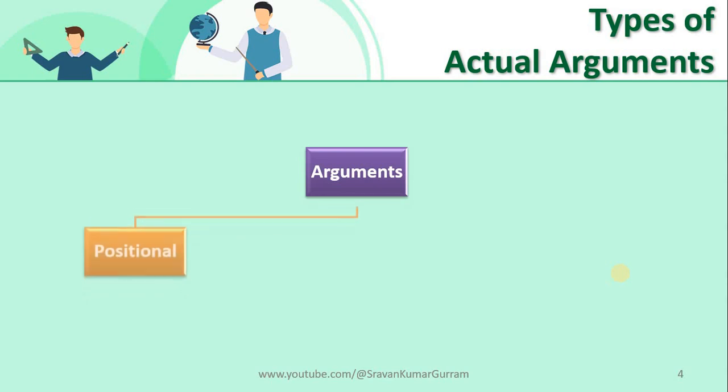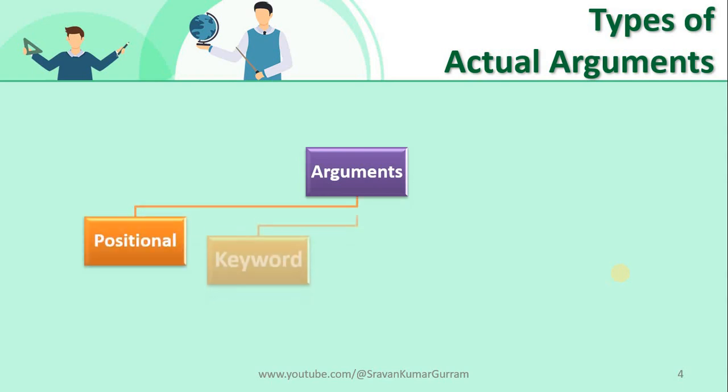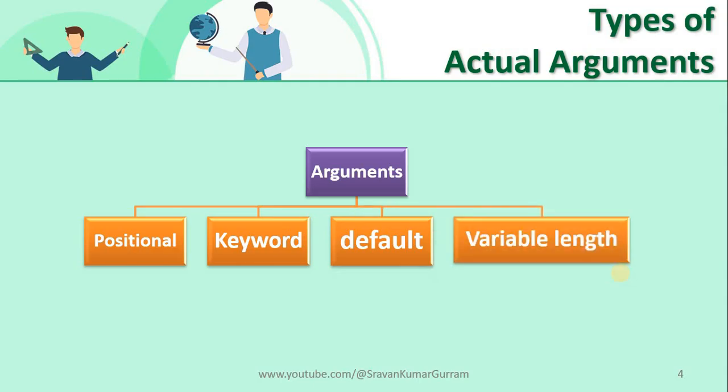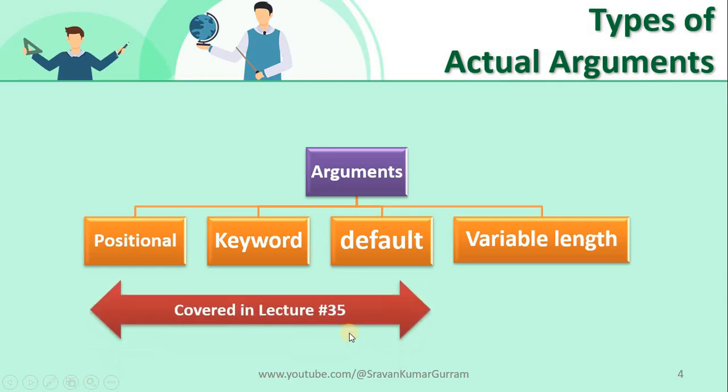In the previous video, we started the arguments concept. We have seen that we have 4 different types of actual arguments in Python. Those are positional arguments, keyword arguments, default arguments and variable length arguments. In lecture 35 we already covered positional, keyword and default arguments, and we have seen the coding also. Now the 4th type is variable length arguments. In this video we are going to discuss variable length arguments.